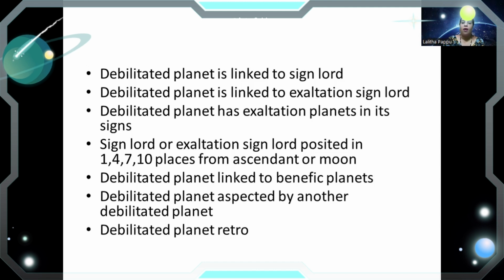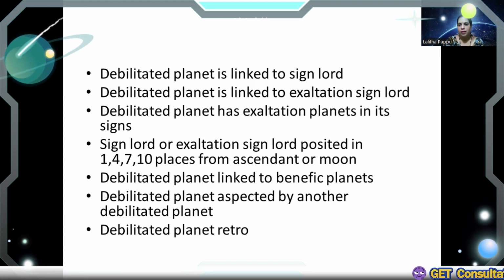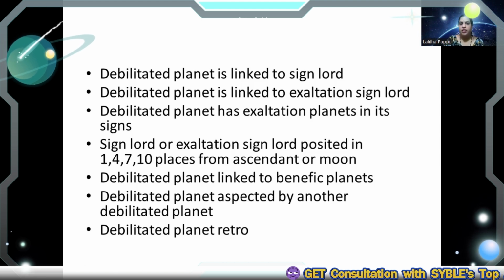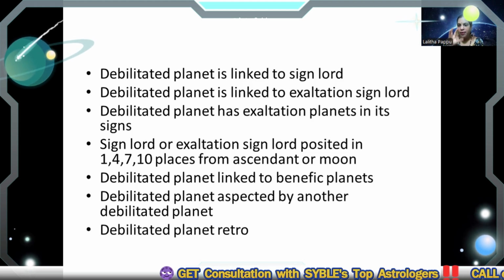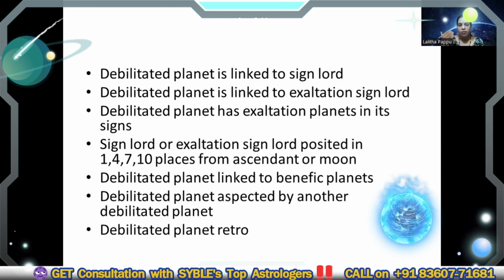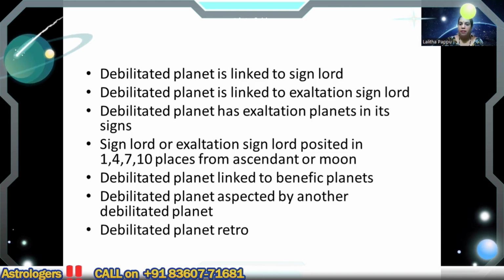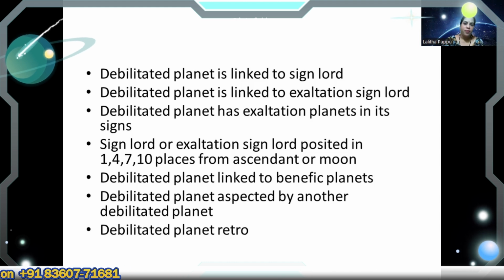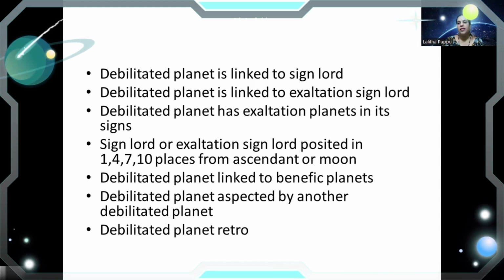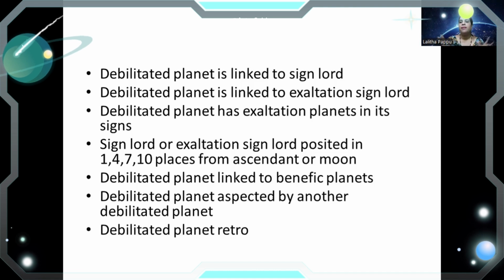Similarly, if the sign lord or exaltation sign lord is present in the 1, 4, 7, 10 places from the ascendant or lagna or moon. Take the sign lord or exaltation sign lord of what? Of the debilitated planet, wherever it is present. As we talked about Sun, when Sun is in debilitation, because Sun gets debilitated in Libra, the sign lord is Venus. Exaltation sign lord will be Mars. If they are placed in 1, 4, 7, 10 places from the ascendant in the horoscope or from the moon in the horoscope, then debilitation gets cancelled.